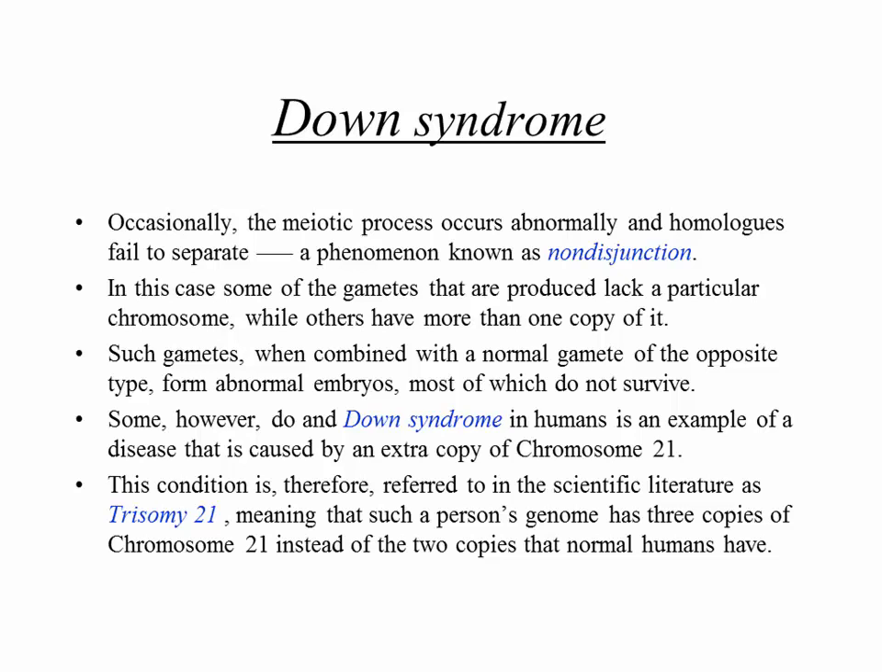All of you may have seen people with Down syndrome. They have an extra copy of chromosome 21, because either the egg or the sperm, in their case, had an extra copy of this chromosome. So when the fusion took place, there are three copies now instead of two. This condition is therefore referred to in the scientific literature as trisomy 21, meaning that such a person's genome has three copies of chromosome 21 instead of the two copies that normal humans have.